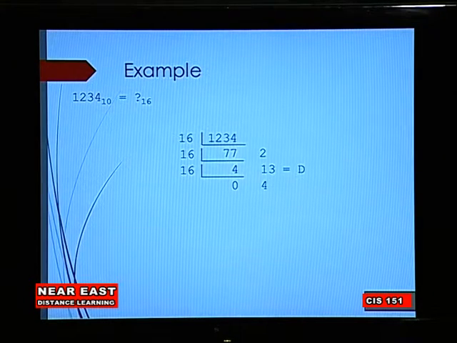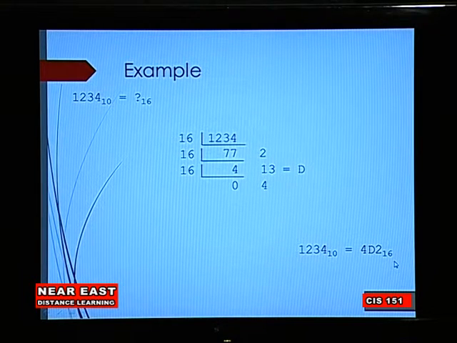Again, the same example, 1234 in base 10 to base 16. I'm going to show you how we solve it. 1234 divided by 16 is 77. The remainder is 2. 77 divided by 16 is 4. We keep the remainder, which is 13, and it's equal to D. 4 divided by 16 is 0, and the remainder is 4. The result is 4D2, where D is 13, as we said, in base 16.